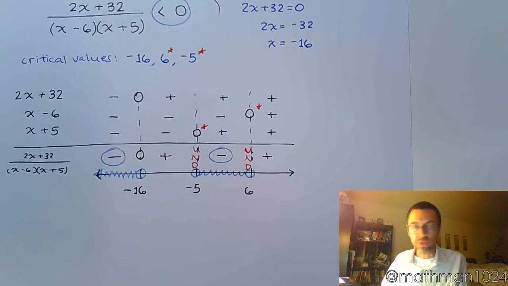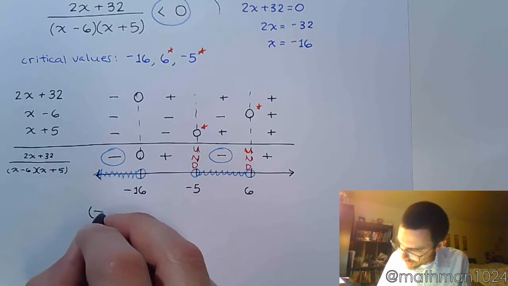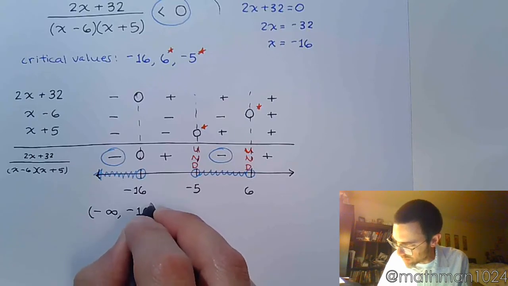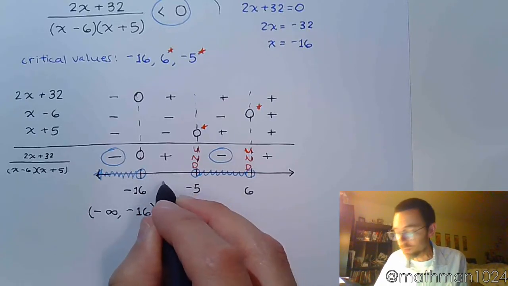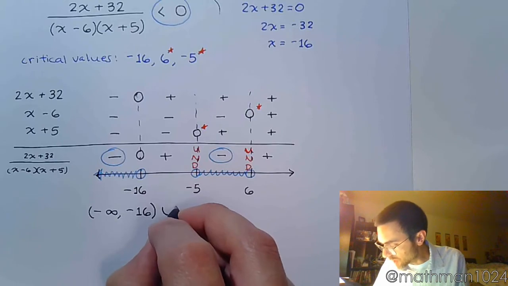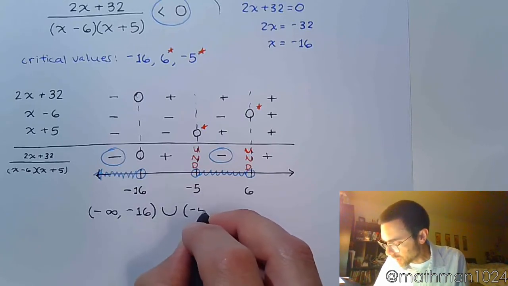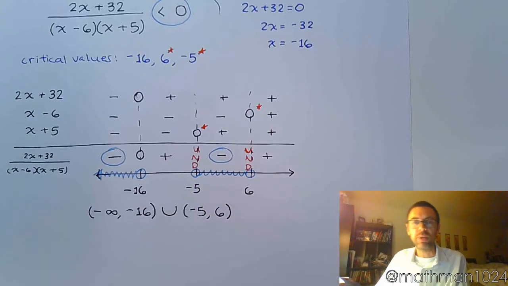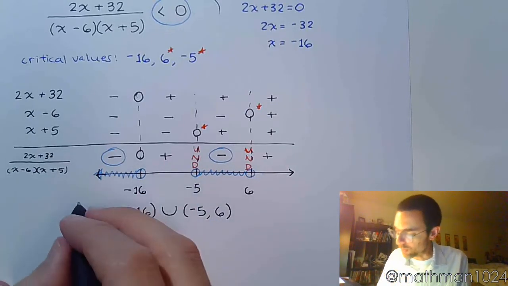So in interval notation, we go from negative infinity to negative 16, parentheses, you've got the gap, so we use the union sign, and then it's negative 5 to positive 6. Again, everything with parentheses.